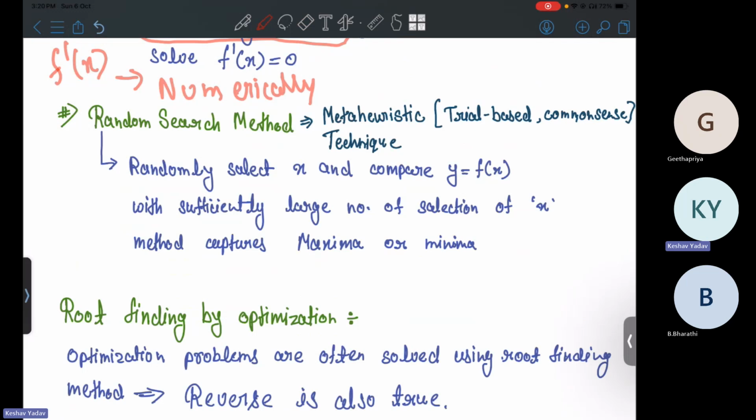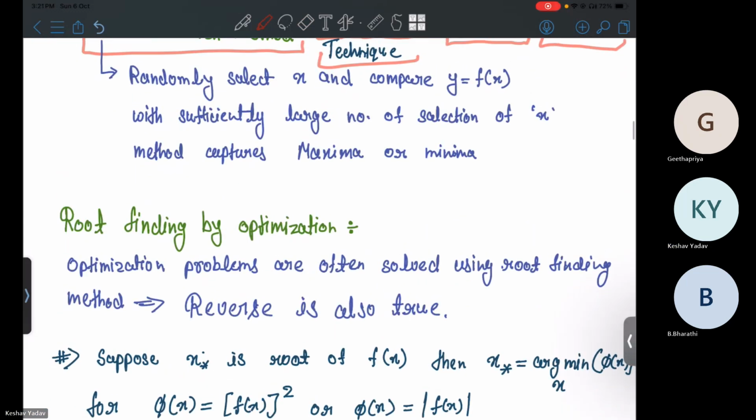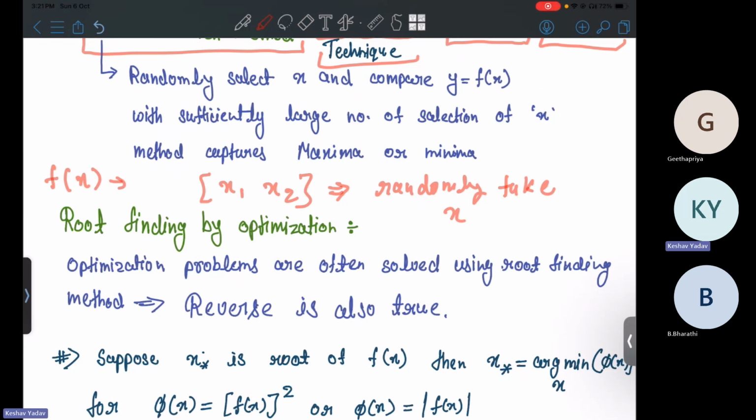So the simplest method can be a random search method. Random search method is what? A trial based method, and this comes under the family of metaheuristic methods, which is based on trial or common sense. Suppose we want to find out the minima of f of x in some interval from x1 to x2. In this interval we want to find the minimum value. So what we'll do, we will randomly take some x between x1 and x2.